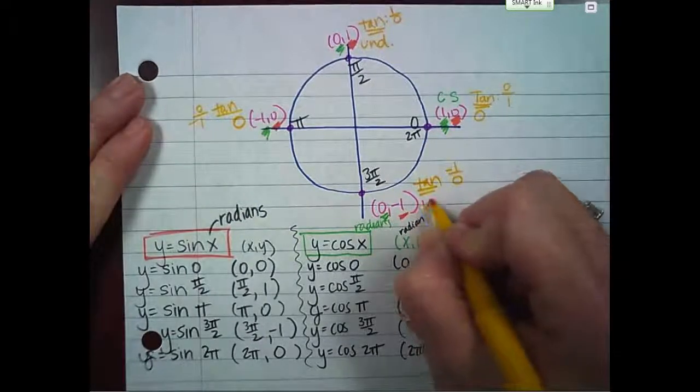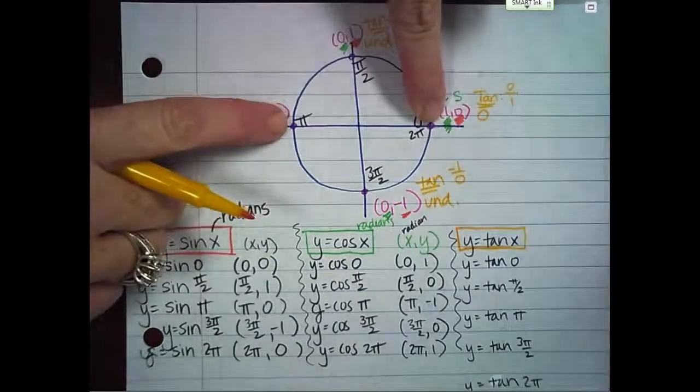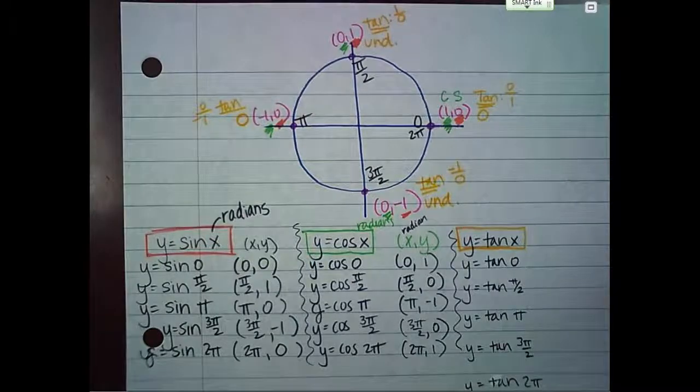Undefined. So where is tangent undefined in my unit circle? At pi over 2 and at 3 pi over 2. What is it at 0 and at pi? What's tangent over there? 0. So if you're going to march yourself around the unit circle, 0, undefined, 0, undefined, and 0, it's not going to give me a very pretty graph, is it? That gave me nothing. So let's get my graph out.